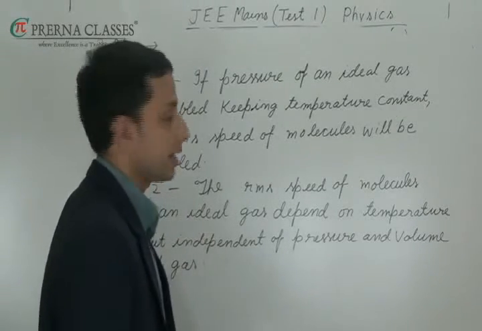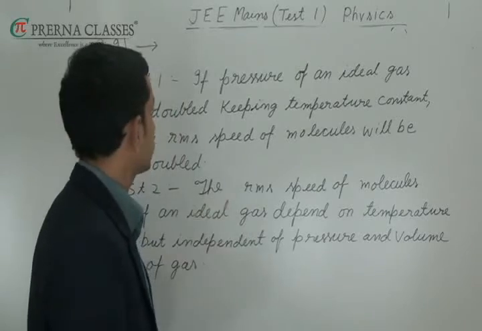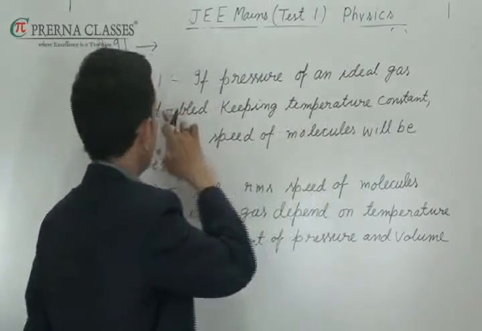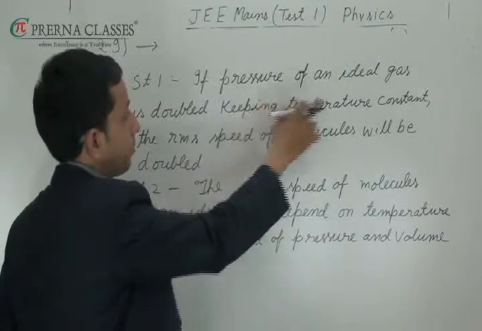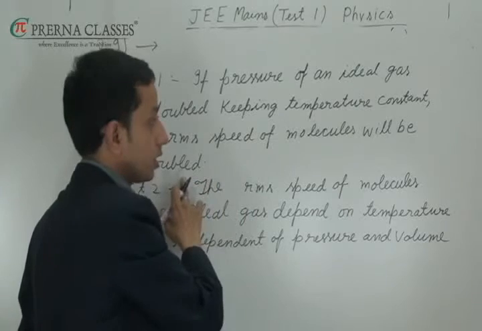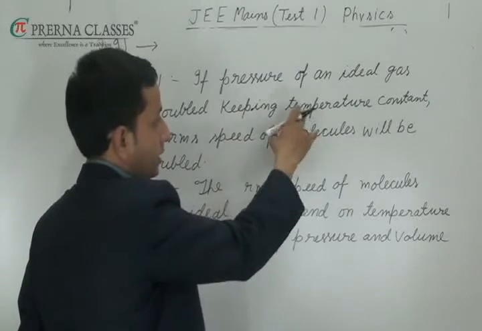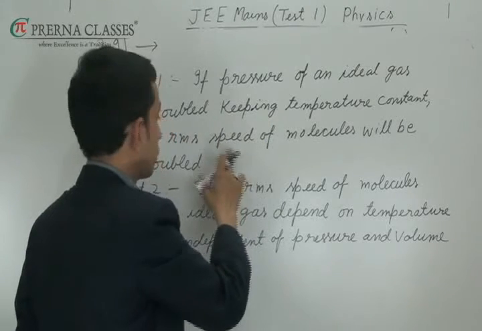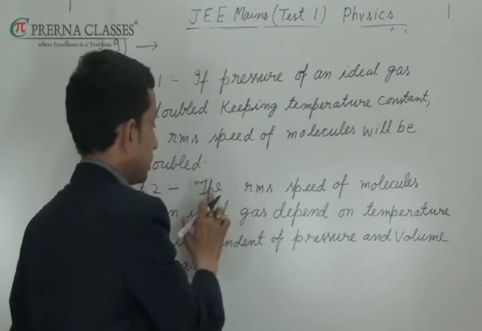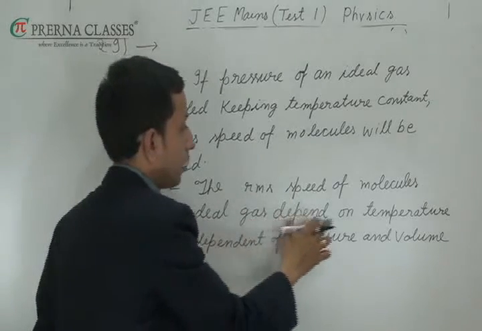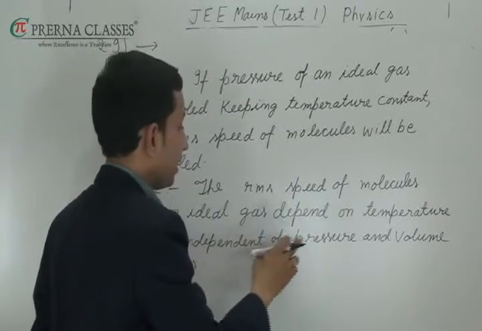Come to question number 29. In this question we have two statements. If pressure of an ideal gas is doubled, keeping temperature constant, the RMS speed of molecule will be doubled. So temperature is kept constant. If pressure is changed, RMS speed of molecule will be doubled. That is the first statement. Second is, the RMS speed of molecule of an ideal gas depends on temperature but is independent of pressure and volume.